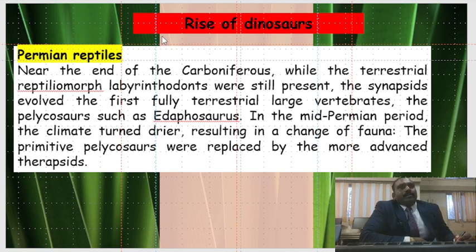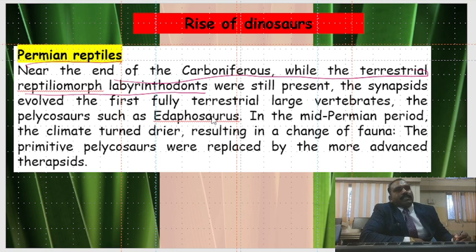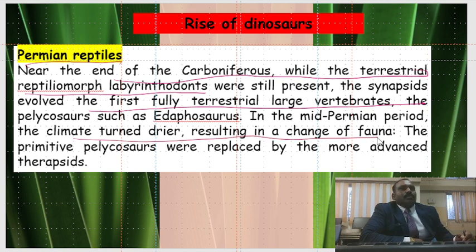Coming to the rise of the dinosaurs: near the end of the Carboniferous, the reptiles were still treated as Permian reptiles, while the terrestrial labyrinthodonts were still present. The synapsids evolved as the first fully terrestrial large vertebrates, and the pelycosaurs, such as Edaphosaurus. In the mid-Permian, the climate turned dry, resulting in a change of the fauna. The primitive pelycosaurs were replaced by the more advanced therapsids.